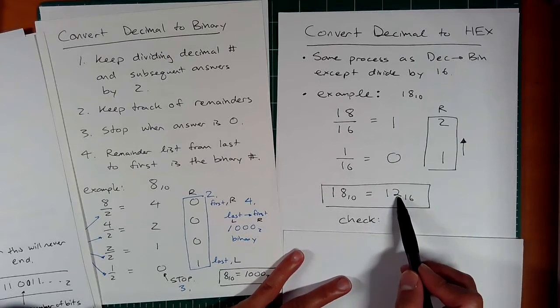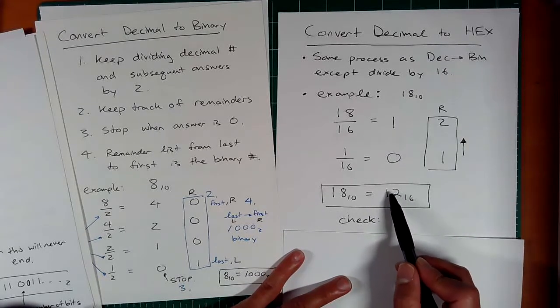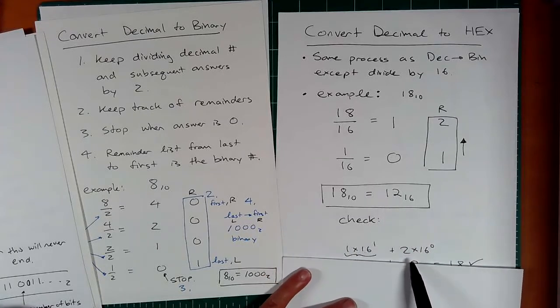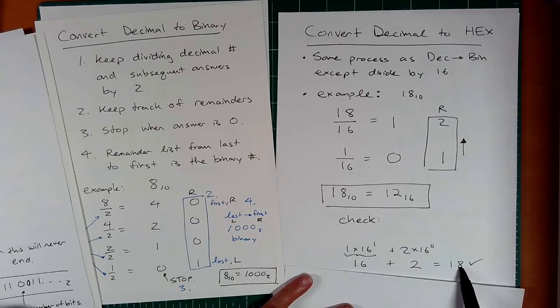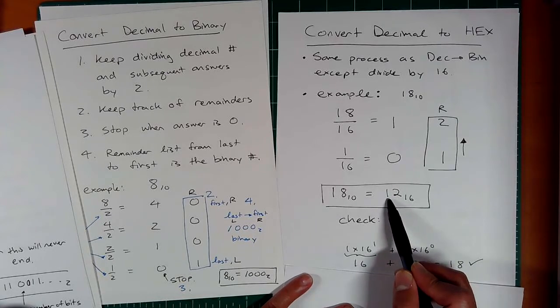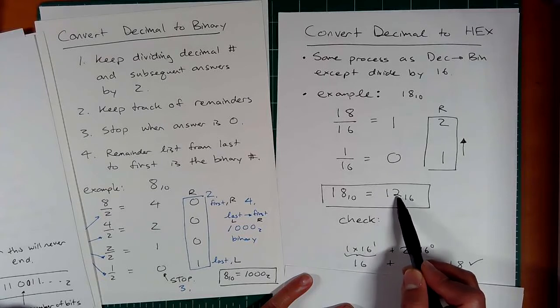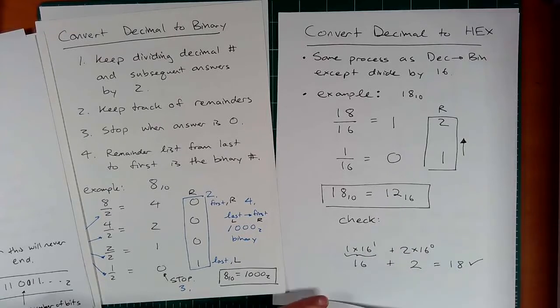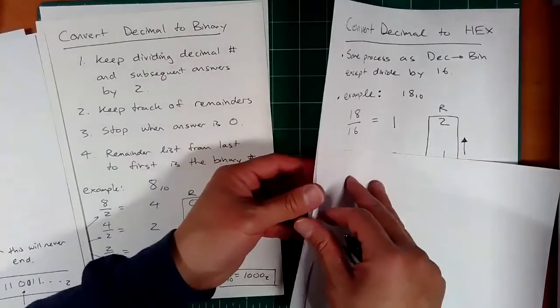So remember, to convert it back, we say 2 times 16 to the 0 plus 1 times 16 to the 1. So this is just 2 itself plus 16. Yes, that's 18, because this is the ones place and the 16's place, right? Every digit here is a multiple of a power of 16. Okay. All right, let's do one last example to end this.